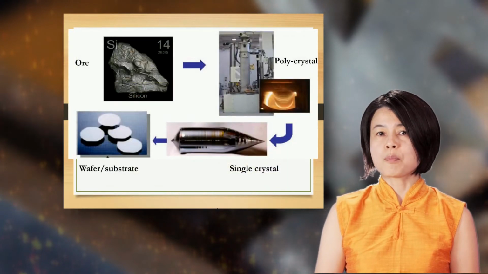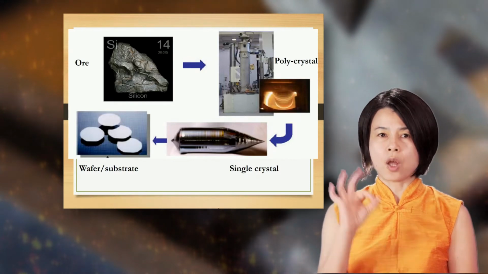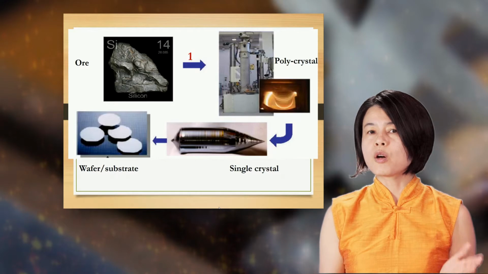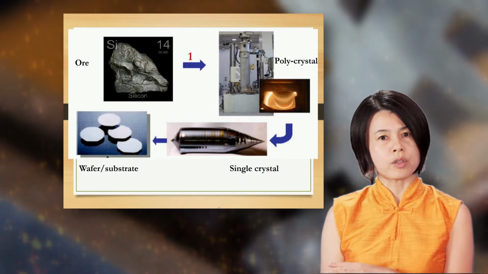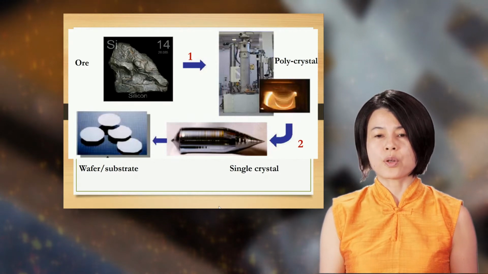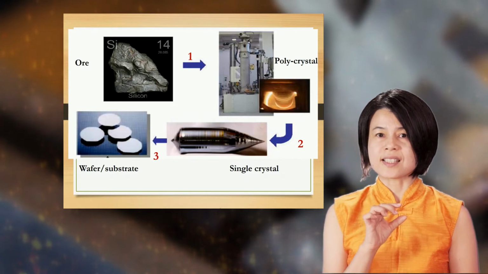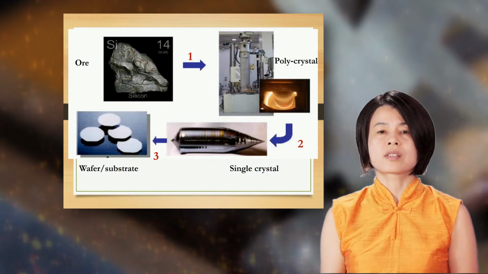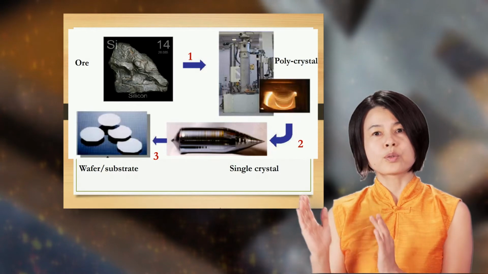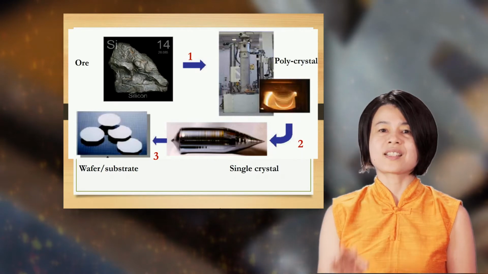Okay, this figure shows the process of silicon from ore to wafer or substrate. It has 3 stages. The first one is from raw material silicon ore to polycrystal. The second stage is from polycrystal to single crystal. Then the final stage is to slice the silicon rod into individual wafers. So, from ore to polycrystal, from polycrystal to single crystal, and from single crystal to wafers. These are the 3 stages.